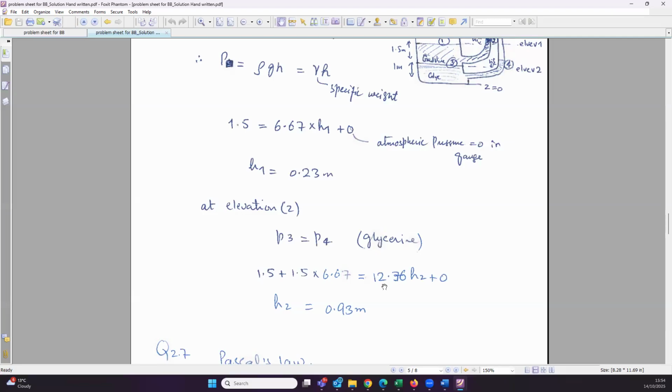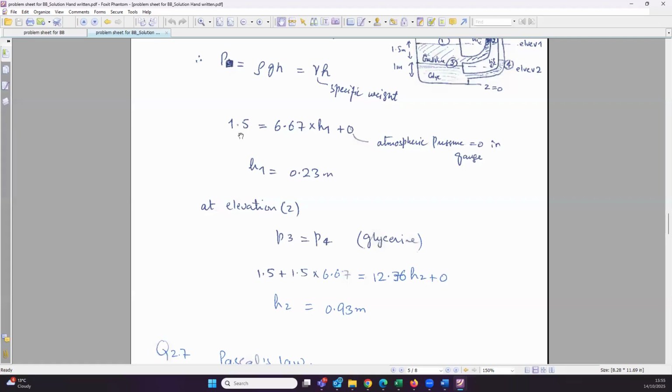H2 we do not know, but we know rho G of glycerin is 12.36 plus 0. Why again 0? Same reason, that we are solving this whole equation into gauge pressure. And you can calculate H2. Try to solve this whole equation in absolute pressure. See if it makes any difference.